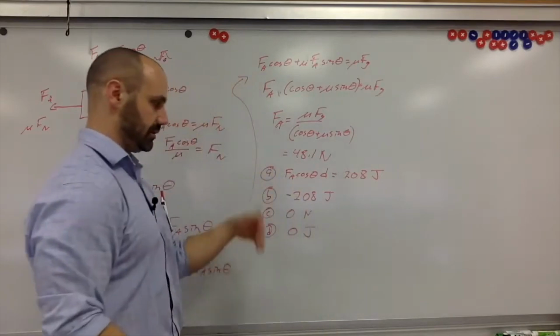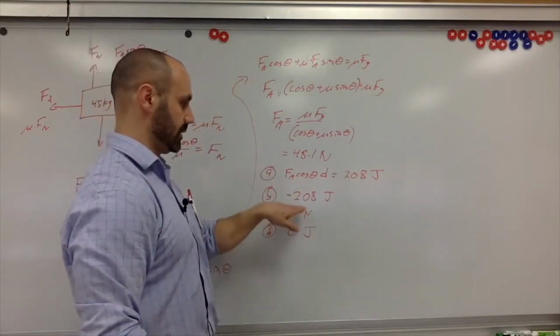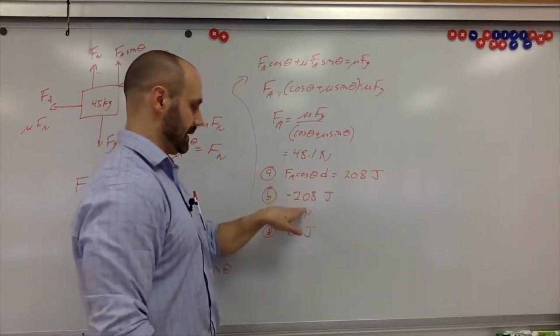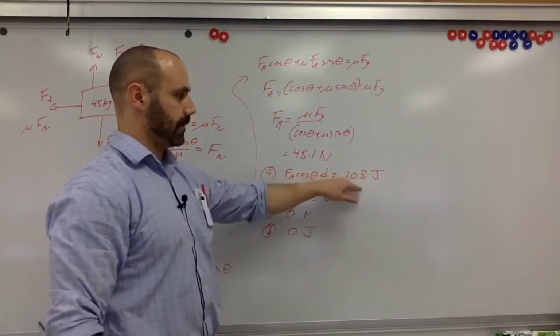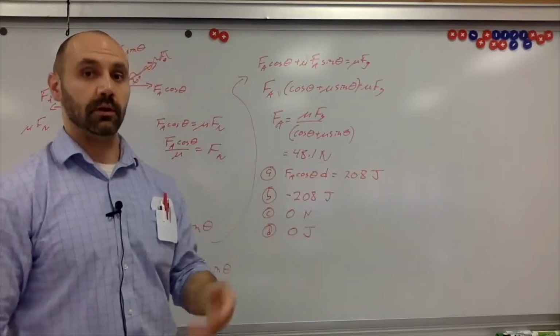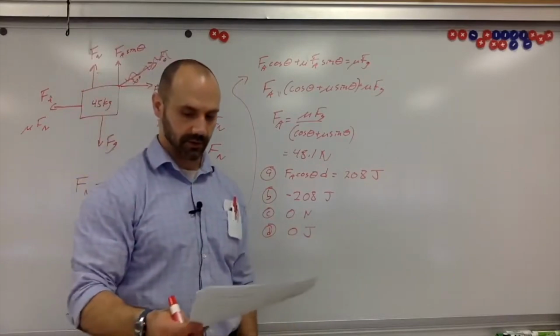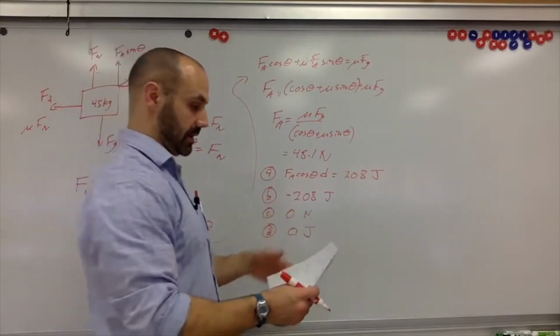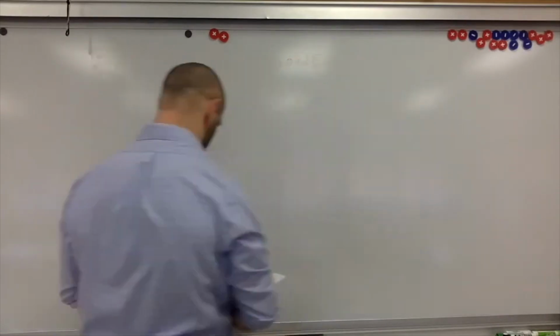Why is there zero net work done? This is the force of friction. This is the work done by friction, work done by the man. Those add up to 0. Also, we can see there's no change in the kinetic energy.